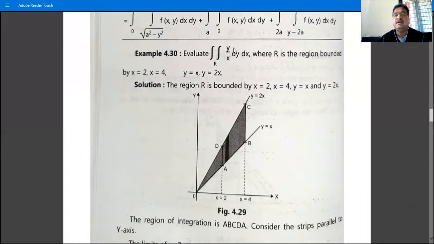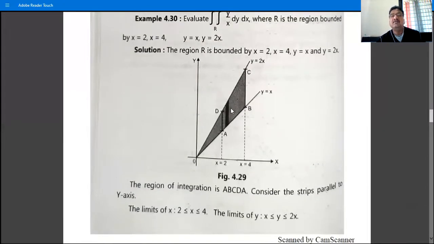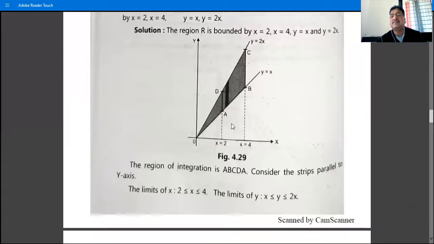We have to integrate either with respect to y or with respect to x. With respect to y, the integration of y by x is y by x, and with respect to x, the integration of y by x is y log x. Therefore, integration with respect to y as well as integration with respect to x first, both are simple. Then we integrate either with respect to y first or with respect to x first. So here the integration, suppose, with respect to y first.